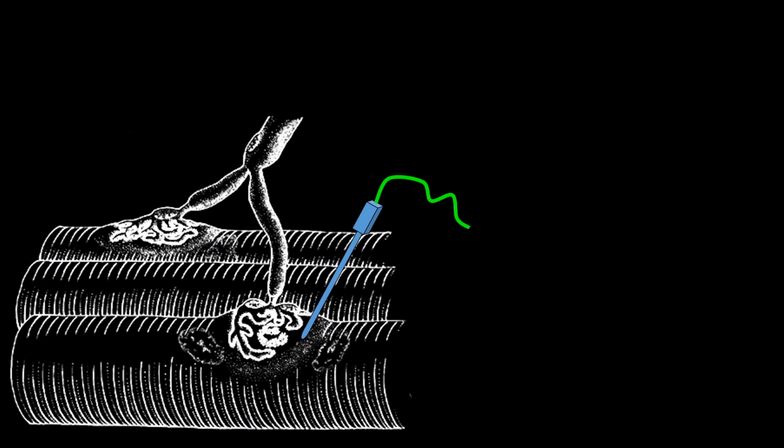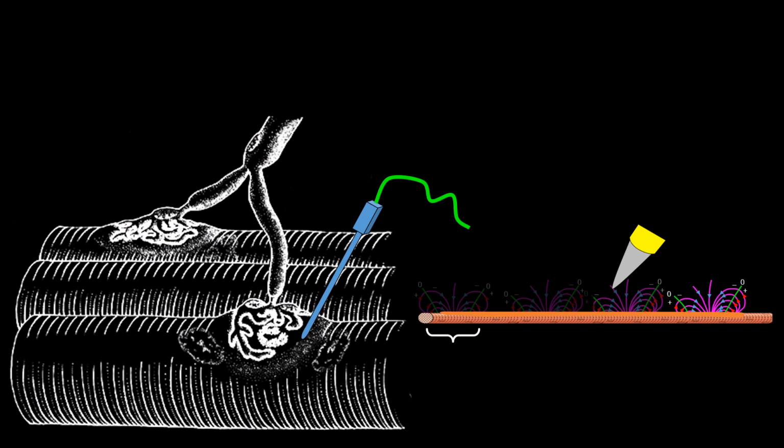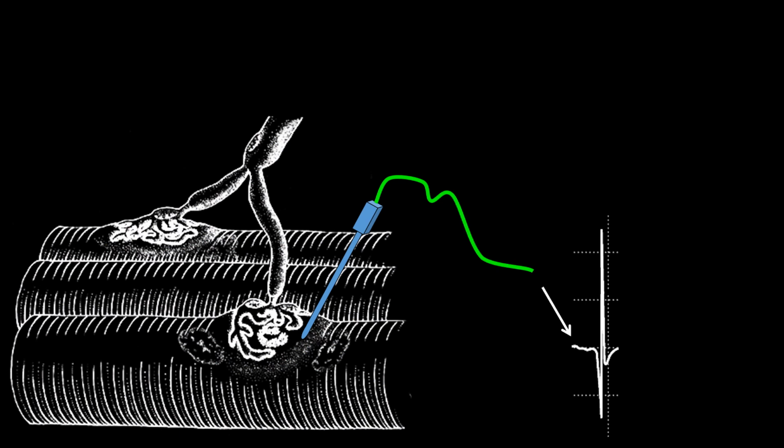But if we insert a new electrode a little to the side while still in the end plate, the activity captured by the needle will not be the symmetrical quadrupole that occurred under the site of acetylcholine release, but the traveling asymmetrical quadrupole, thus a triphasic wave will be recorded.